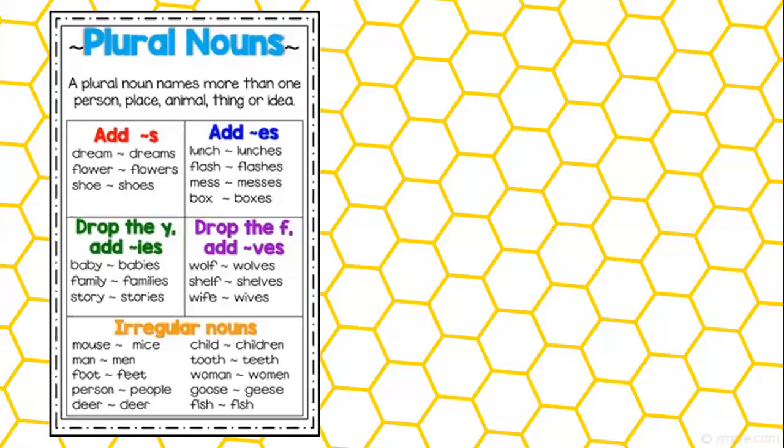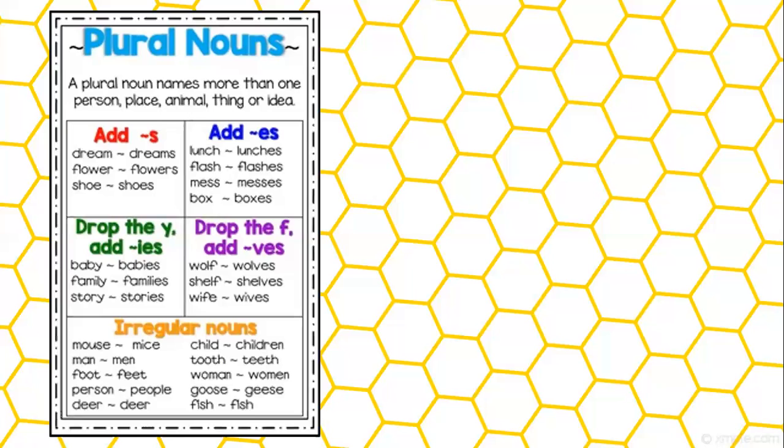Sometimes it just changes one letter. For example, mouse becomes mice. Child becomes children. Man becomes men. Tooth becomes teeth. Foot becomes feet. Woman becomes women. Person, people. There's no "persons." Person becomes people. Goose becomes geese.